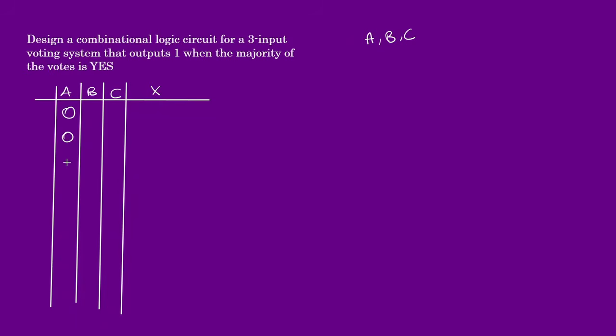I'll start with 4 zeros, then 4 ones, then 2 zeros, 2 ones, alternating. This method is what I recommend for drawing truth tables: filling in your 1 terms alternately. Now for output X, remember what we said: when the majority of the votes are yes. So we look at where the majority votes yes. Here, we get high.